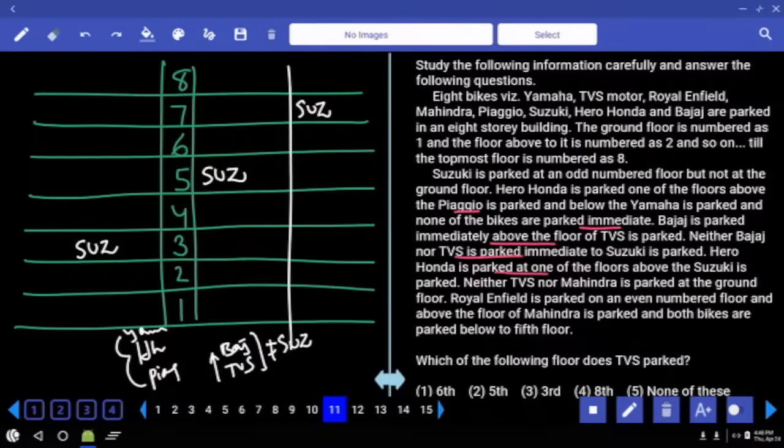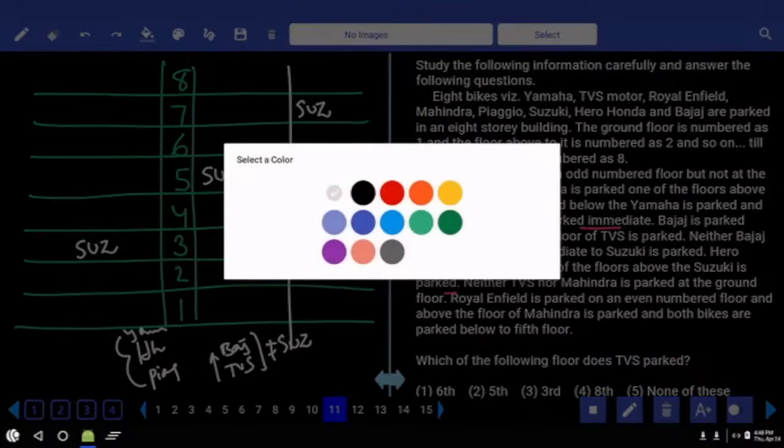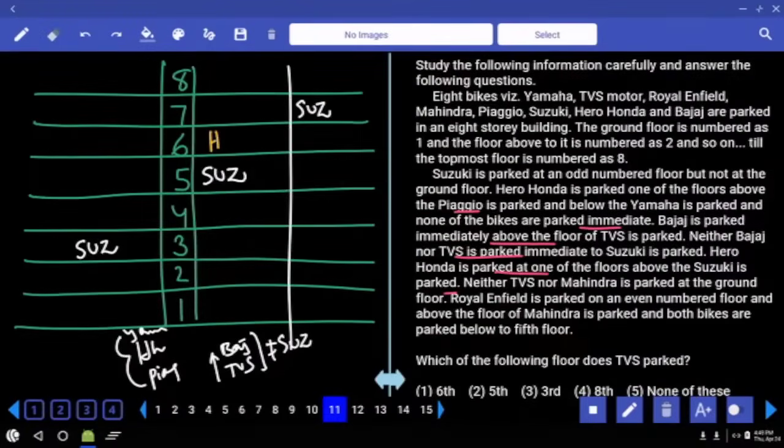Then Hero Honda is parked at one of the floors above Suzuki. And Hero Honda is above Suzuki. As Hero Honda is above Suzuki, then what are the possibilities we have for this Hero Honda? Now Hero Honda is above Suzuki. Can we have Hero Honda here?